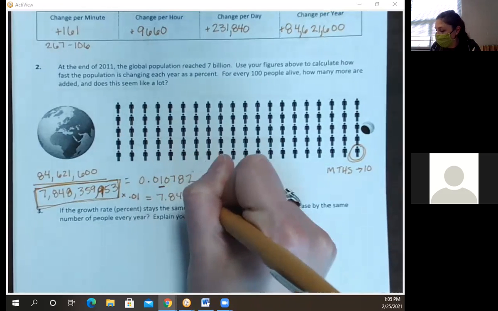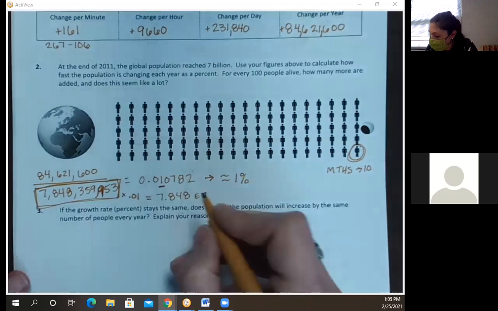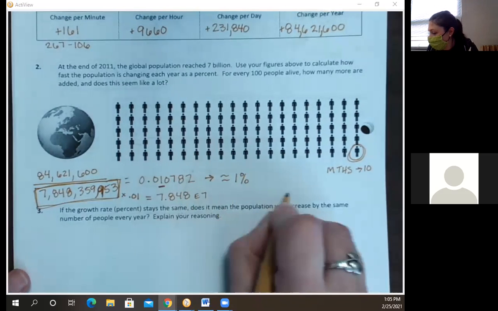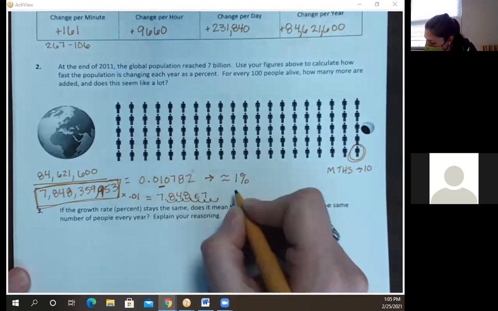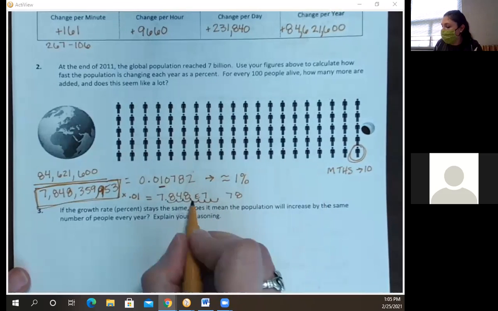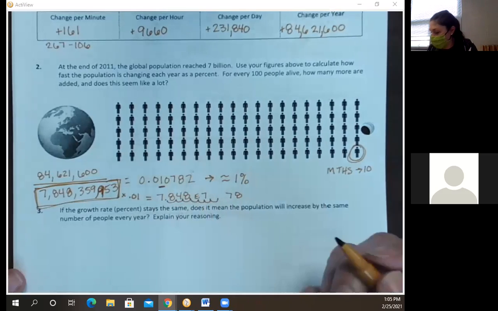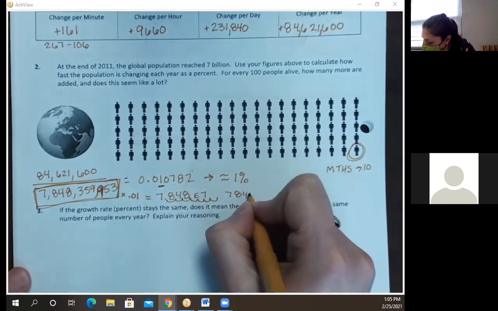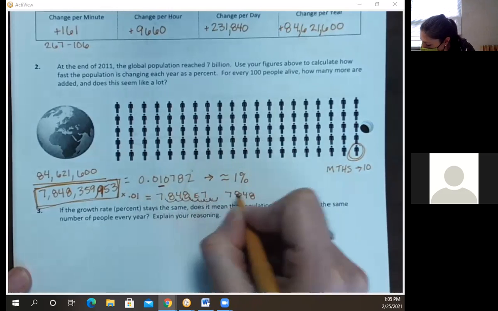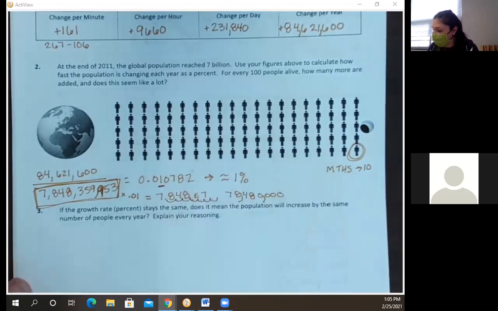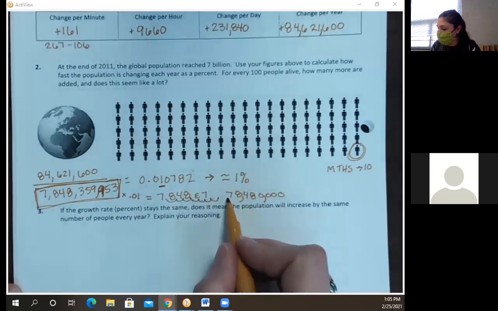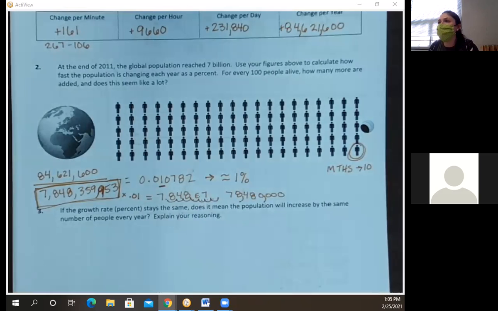To the 7. So you had E7 here at the end. So that means move our decimal 7 places to the right. So 1, 2, 3, 4, 5, 6, 7. And I'm assuming you had more numbers here. I'm abbreviating this a little bit. 1, 2, 3, 4. So we're getting about 78 million people. 1% of the world is 78 million people.